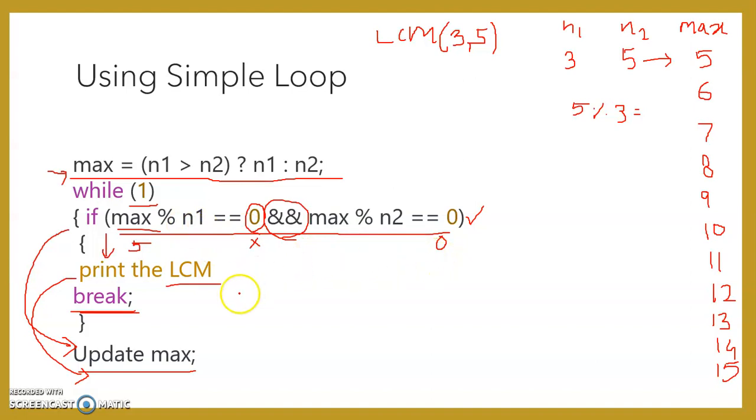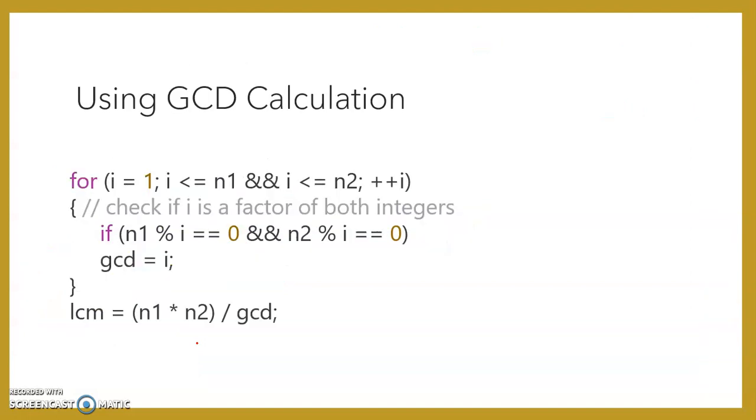Since both the conditions are satisfied, you can print the LCM. So what is the LCM now? LCM is 15. You need to print the max value. So print max as 15, which is the LCM, and then it will execute the break so that this always true loop ends here and we come out of the loop. And this is how you can execute it using a simple loop. Okay, so this is one way of execution.